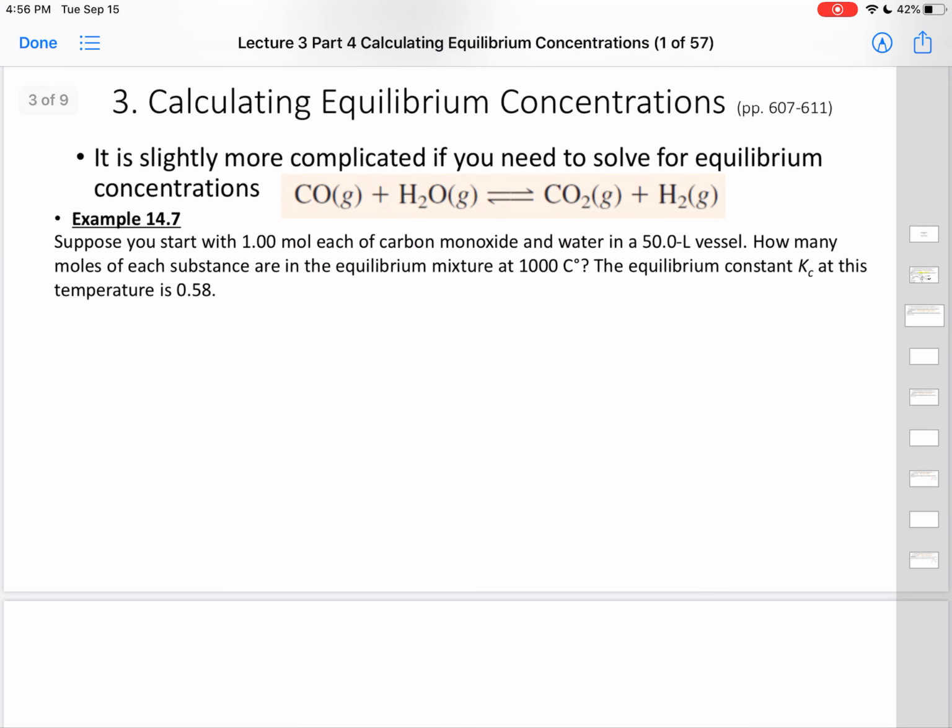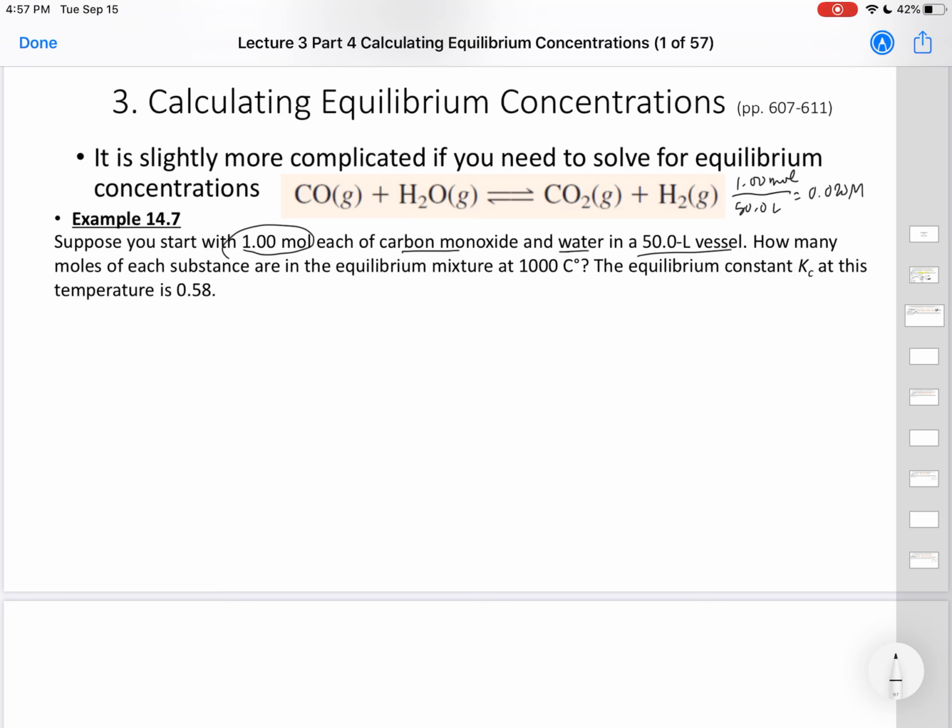Okay, the harder part is when things are not at equilibrium. They give you initial molarity amounts. So if you look at this problem, they say you have a mole of the carbon monoxide and water. Okay, you have 1 mole each, and it is in a 50-liter flask. So really, you have 1 mole divided by 50 liters. This is 0.020 molarity of the carbon monoxide and the water.